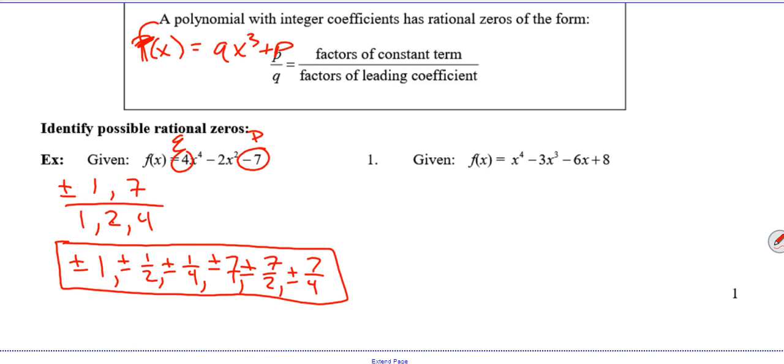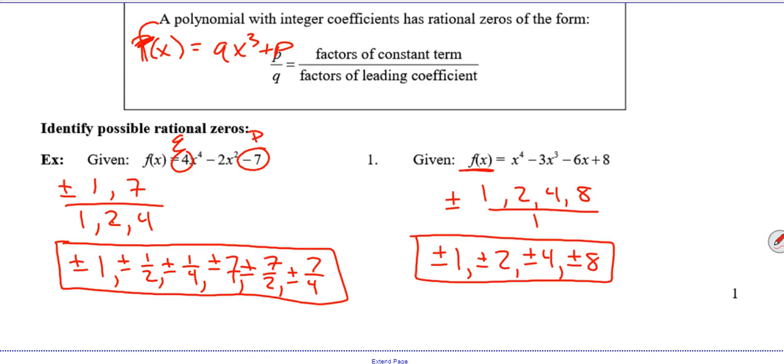But for a second, take a moment to pause the video and try number 1 on your own. See if you can list out all the possible rational roots for this function here. All right, pause the video, give it a try. Okay, hopefully you paused and gave this a try on your own. But you should end up with these 8 different possible rational roots: plus minus 1 is 2, plus minus 2 is another set of 2, plus minus 4, and plus minus 8.